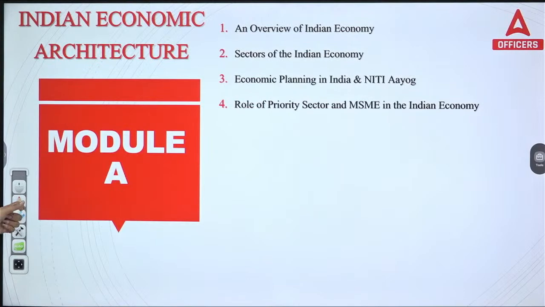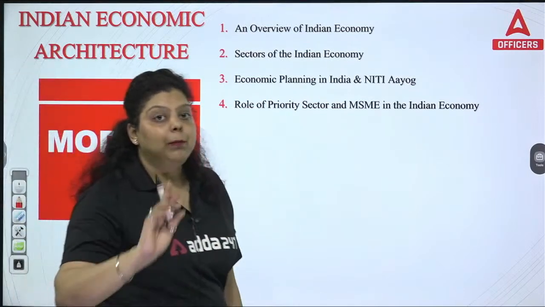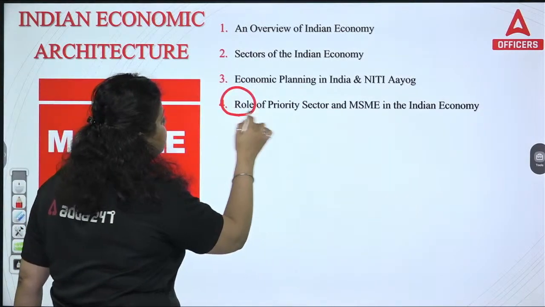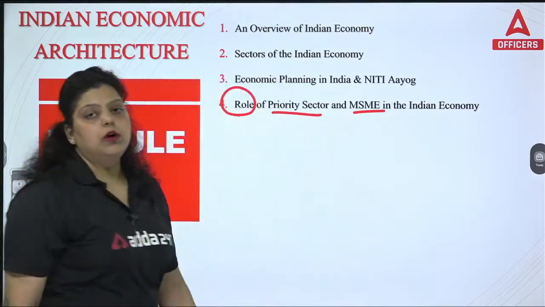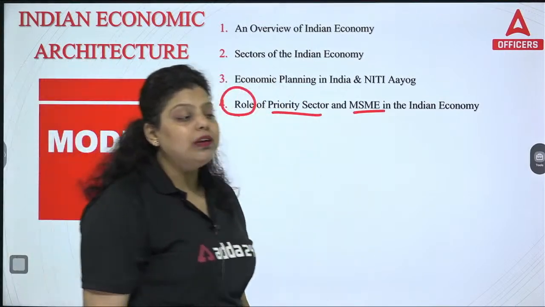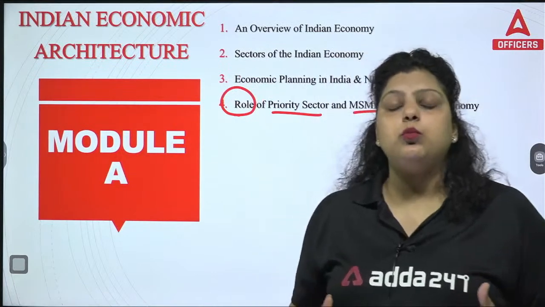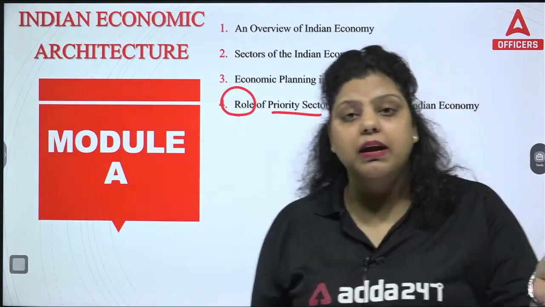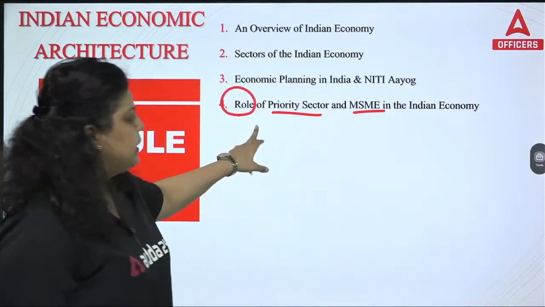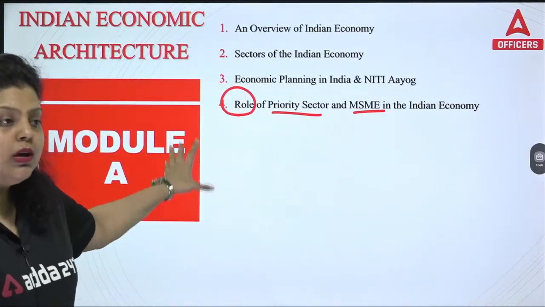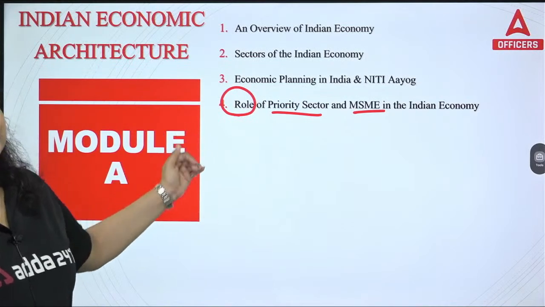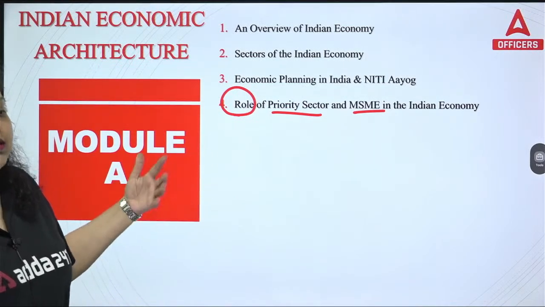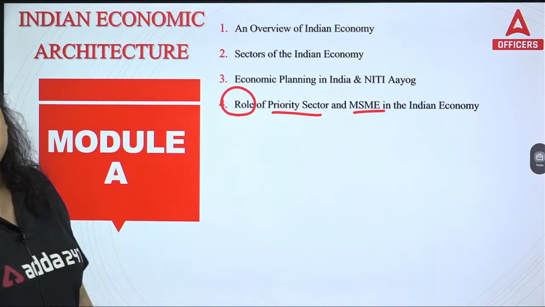The fourth unit talks about the priority sector and MSME, and the role of these two. If we talk about the priority sector, these are the important sectors of the country which need improvement and development. There are 8 sectors that have been defined by RBI. Those are known as priority sectors, and RBI gives targets and sub-targets. It means RBI gives banks the target and sub-target to achieve the PSL targets.